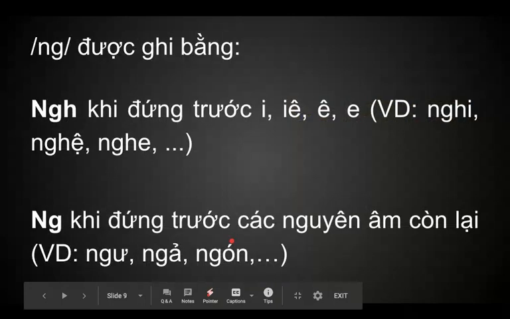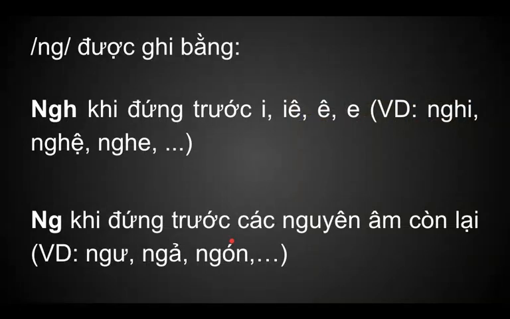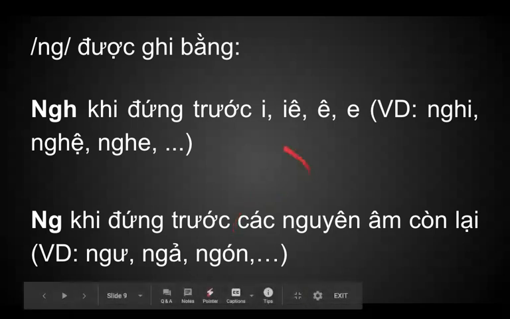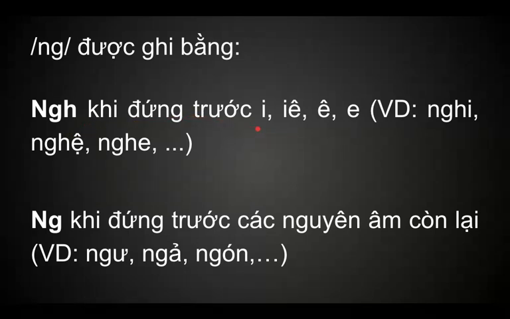So again, how do we know which one to use? The same similar rule as the other consonant clusters. NGH goes in front of E, Ê, and I, as in nghi, nghệ, nghe. Nghi means to be suspicious. Nghệ is turmeric. And nghe is to listen.